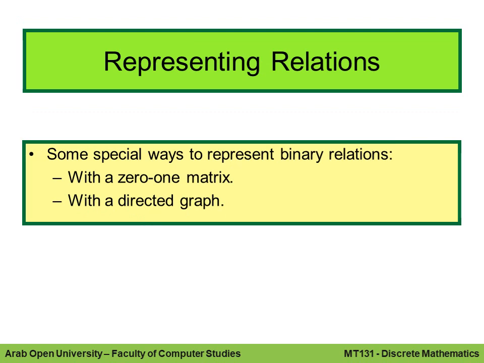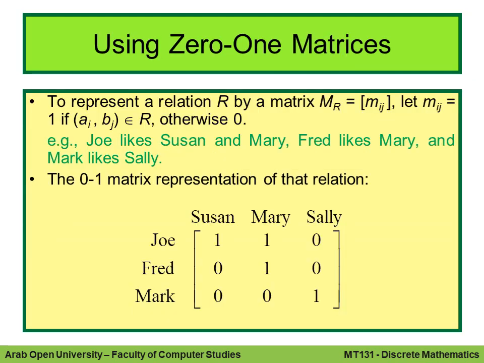Representing relations, we have already seen some methods to represent a relation. You can represent a relation by using a 0, 1 matrix or with a directed graph. We actually have seen both methods, but we will see more examples now. To represent a relation using a matrix, you can take the set A. This is a relation now from A to B.